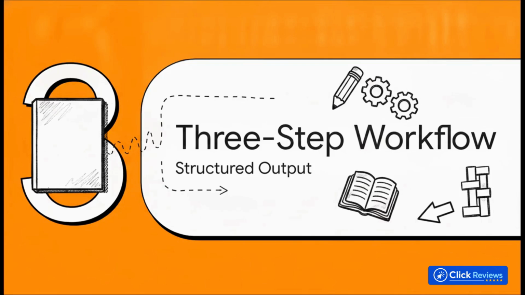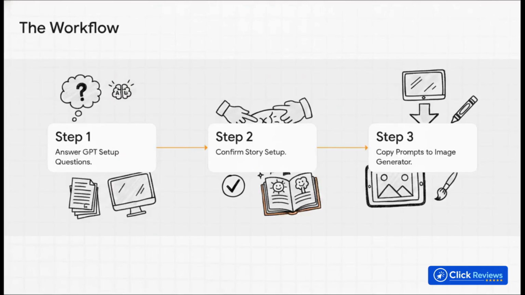All right, Section 3, the three-step workflow, going from a blank page to a structured output. The entire workflow is broken down into 3 super straightforward steps. Step 1 is answering the GPT setup questions one by one. Step 2 is confirming the story setup before you generate a single page. And Step 3 is just copying the generated page prompts over to your image generator. It's totally designed to eliminate all the guesswork.